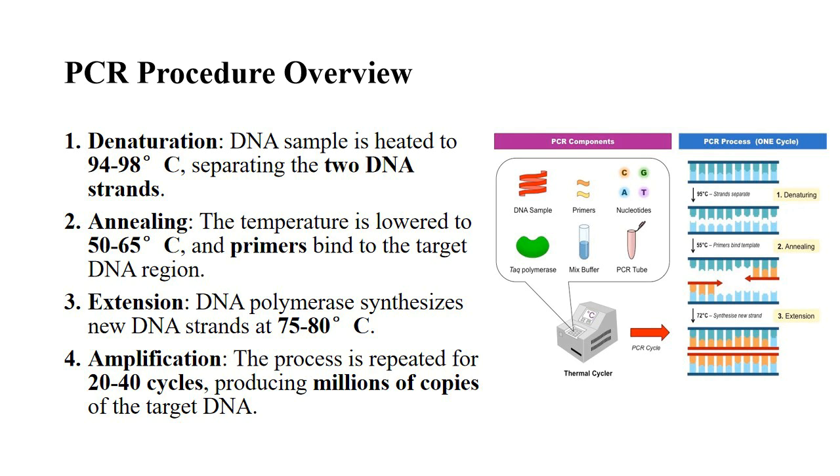Extension/elongation. The temperature is then raised to around 75 to 80 degrees Celsius, and the DNA polymerase enzyme extends the primers to synthesize new strands of DNA that are complementary to the original DNA template. Amplification. These steps are repeated for 20 to 40 cycles, each cycle doubling the amount of the specific DNA target, resulting in millions of copies of the target DNA sequence.